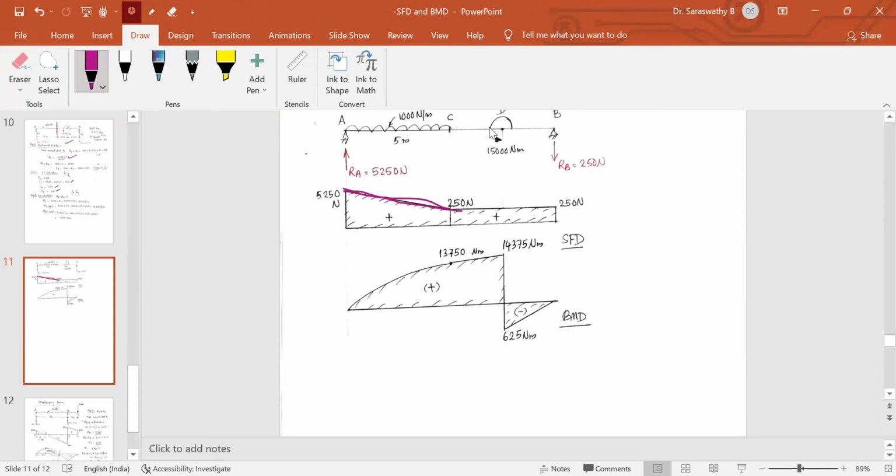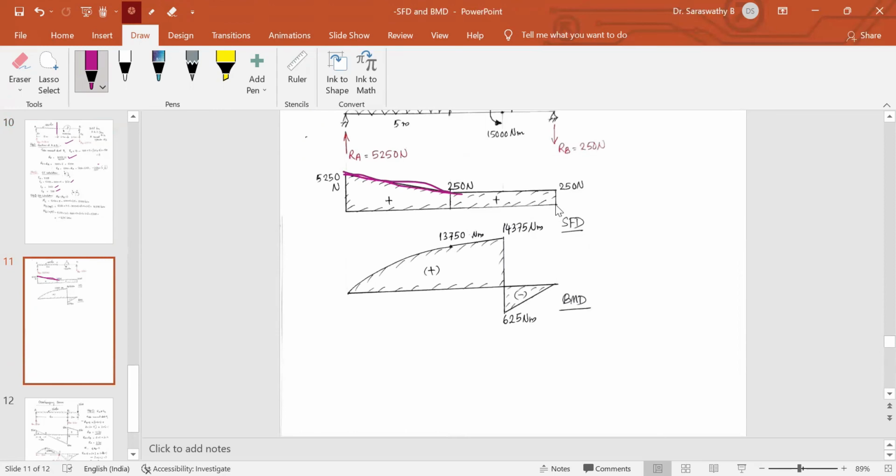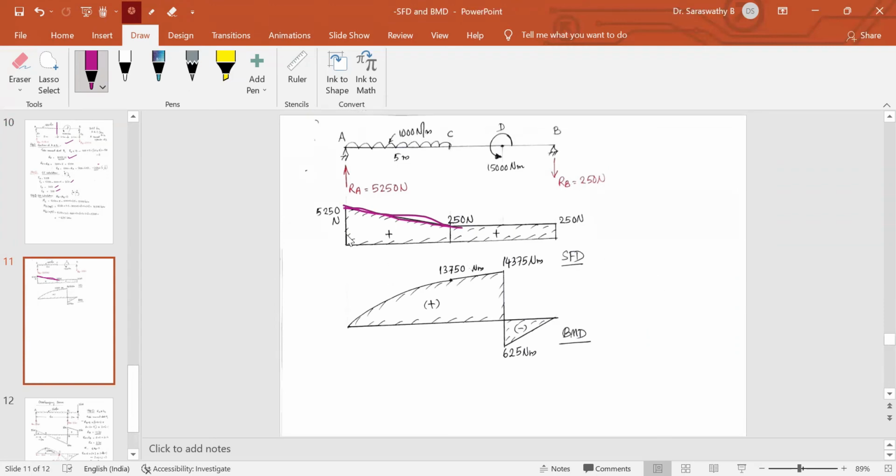Okay, now up to this, there is no load. So this 250 extends up to this. At this particular point, the shear force at B is also 250. So from B, mark 250 upwards, connect it with a straight line. Okay, so if you go 5250 upwards, minus 500, you come to 250. There is no load, you go straight, then there is downward 250.